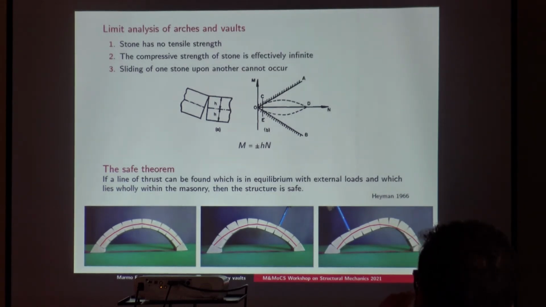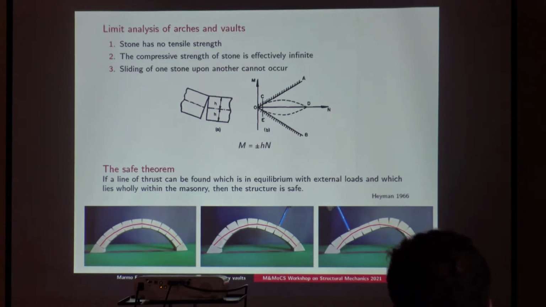So the Truss network analysis is based on the limit analysis of arches and vaults, which was formulated by Heyman in 1966, and is based on three main assumptions. These are that the stone has no tensile strength, meaning that we are neglecting the tensile strength of masonry.